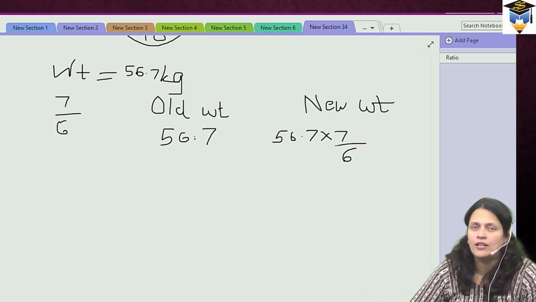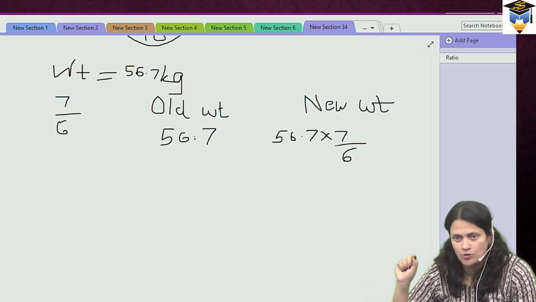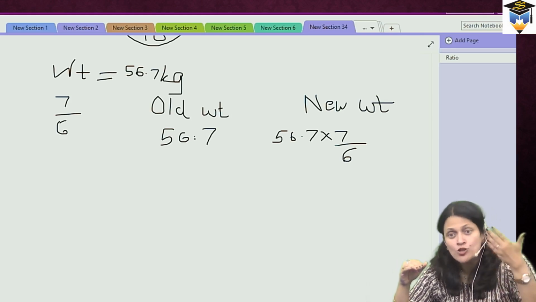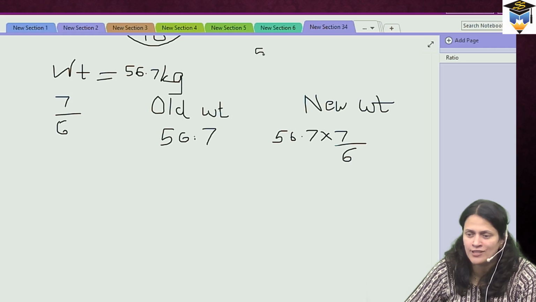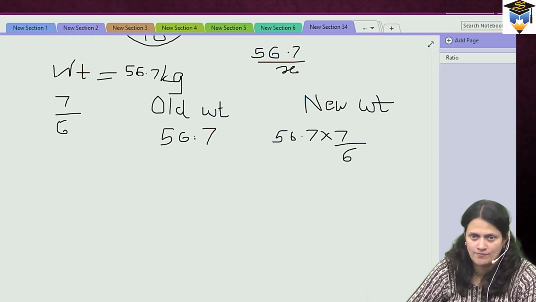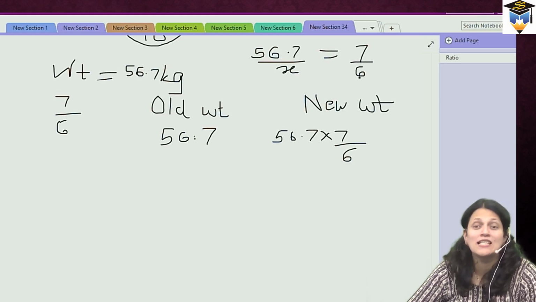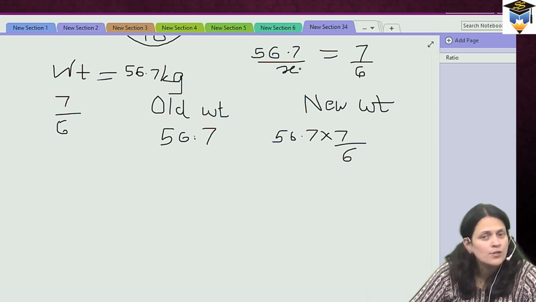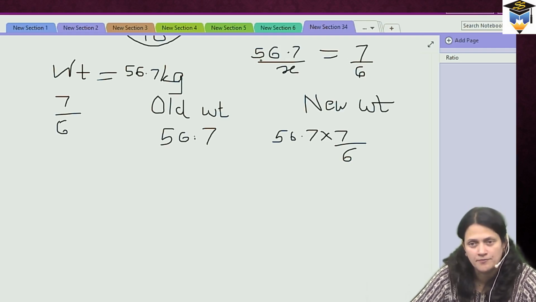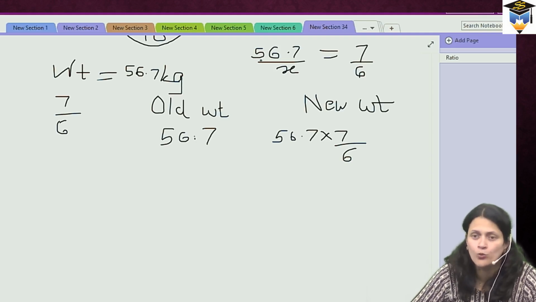See, when the ratio is given to us as 7 is to 6, and if it is decreasing, then it should be 56.7 upon x, because weight is decreasing in that case. So if I want to find out the value of x, what will I do? I will cross multiply. So 7 into x is equal to 6 into 56.7. So that will give me the new weight.